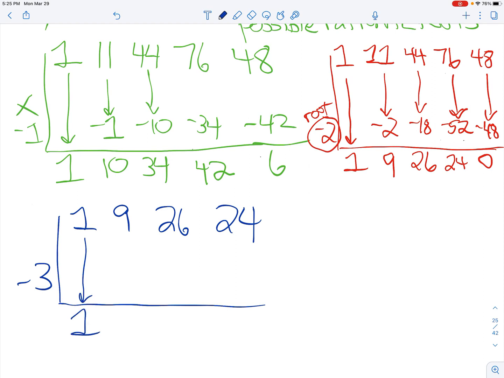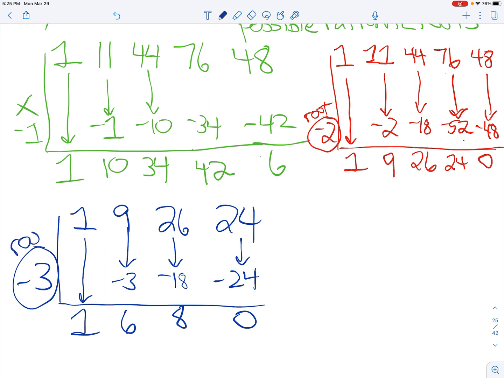And so I'm going to bring down the 1, right? 1 times negative 3 is negative 3. 9 minus 3 is 6 here, so I'm trying negative 3. 6 times negative 3 is negative 18. 26 minus 18 is 8 times negative 3. All right, here we go. Minus 24 here. Added, 0 remainder. Negative 3 is a root. Look at that.